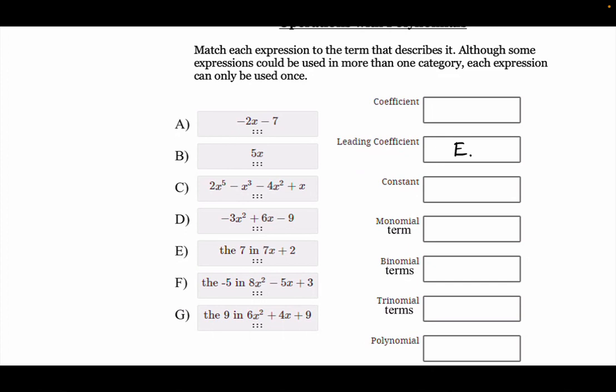And then negative 5, that's also a coefficient, but it's not leading. 8 is the leading coefficient. So that one, F, I think would be a better coefficient. Constant. Constant is just a number, no letter. The 9 in 6x squared plus 4x plus 9 has no letter. So that's a constant.